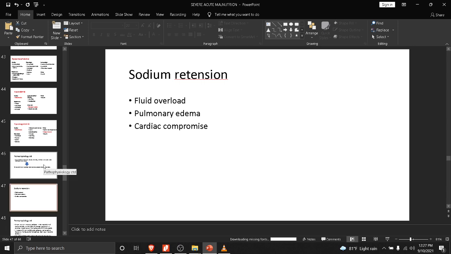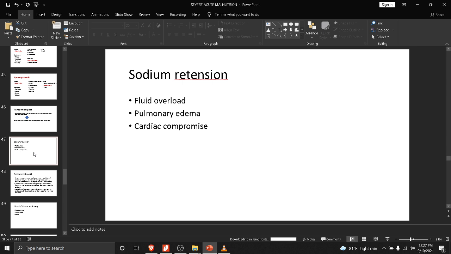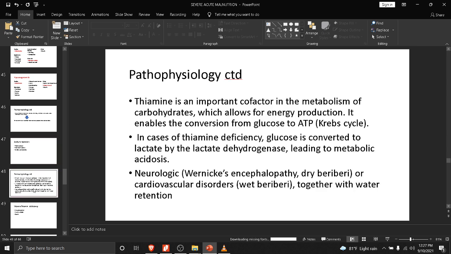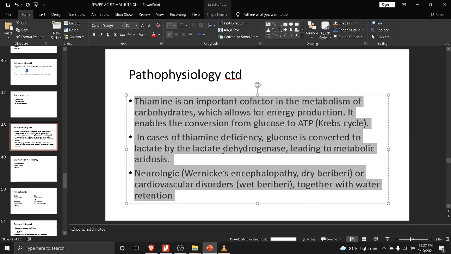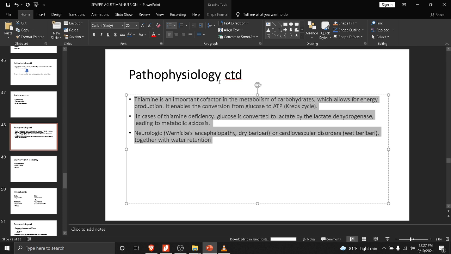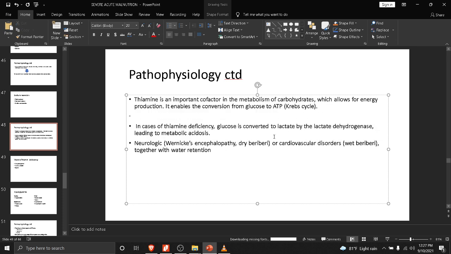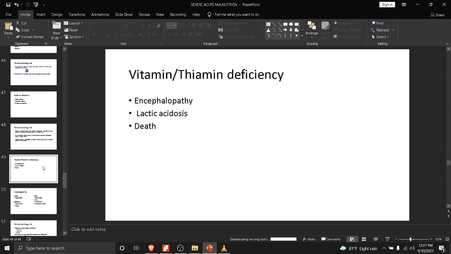It is an important cofactor in the metabolism of carbohydrates, which allows for energy production, and it enables the conversion of glucose to ATP. So in thiamine deficiency, glucose cannot be converted into ATP. So it is converted into lactate by lactate dehydrogenase, leading to metabolic acidosis.